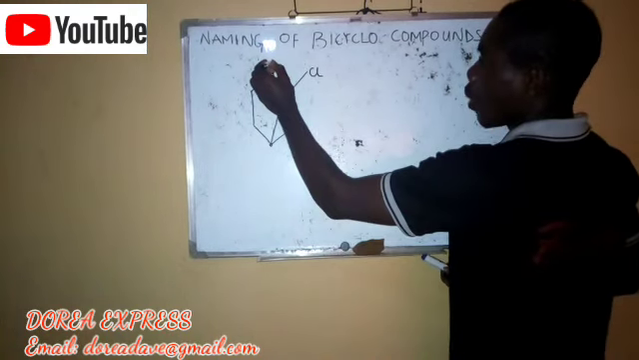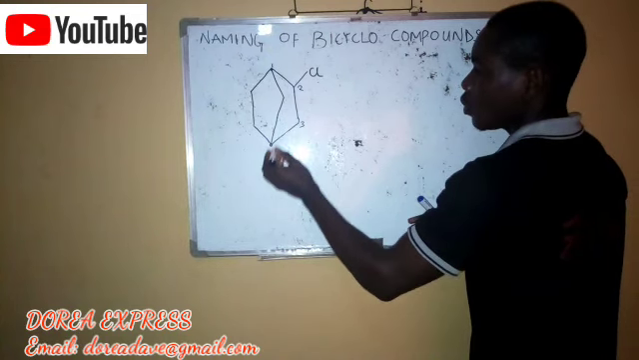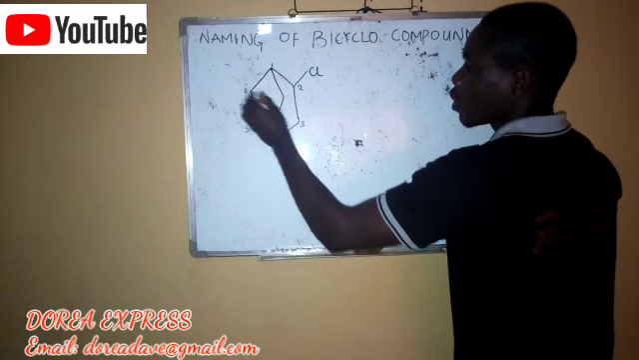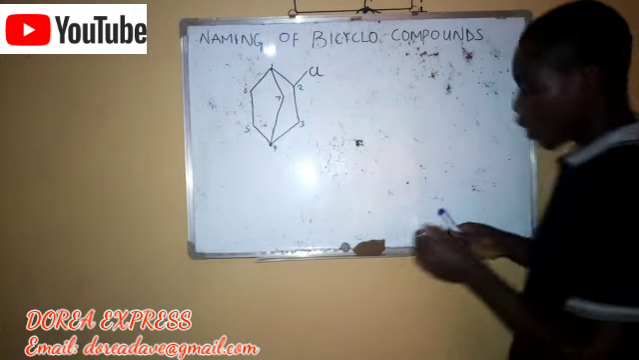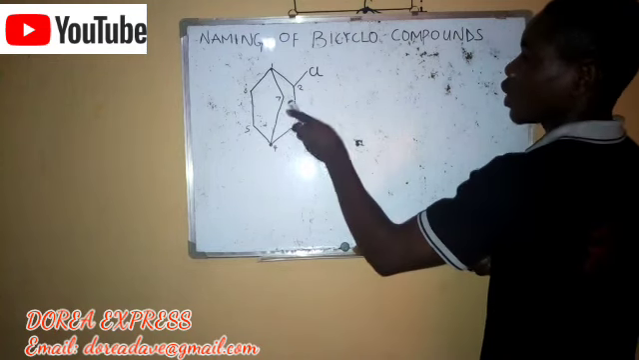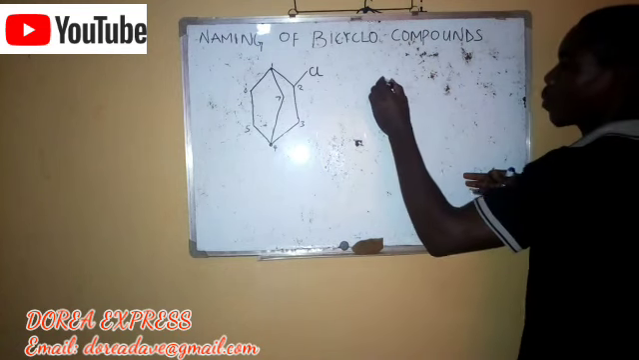So this will be our 1, our 2, our 3, 4, 5, 6, 7. Whenever you see a line bent, it indicates that there is a carbon there. For example, we see a line like this.